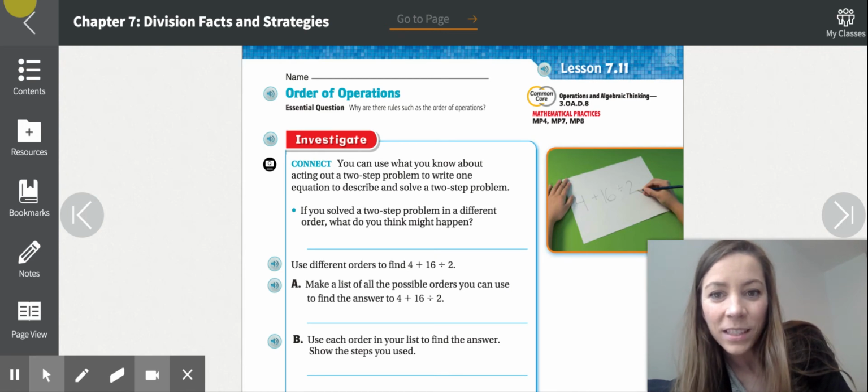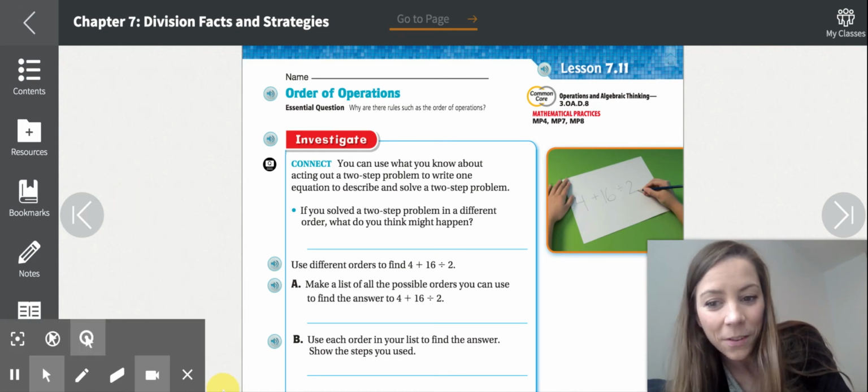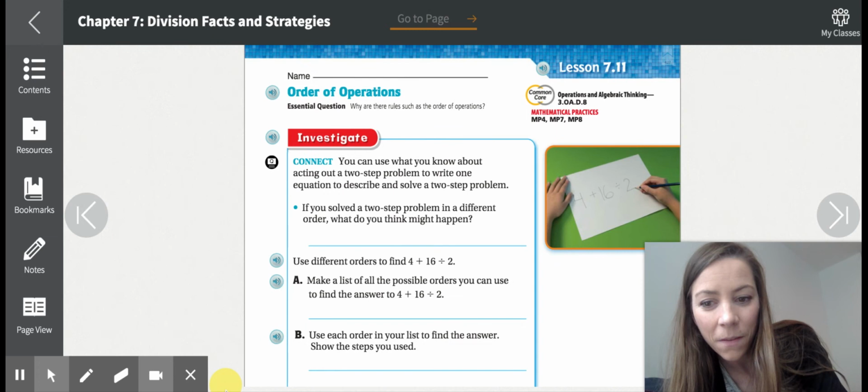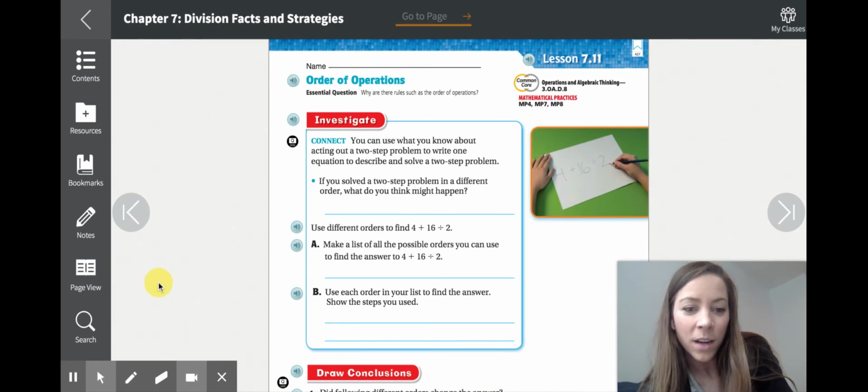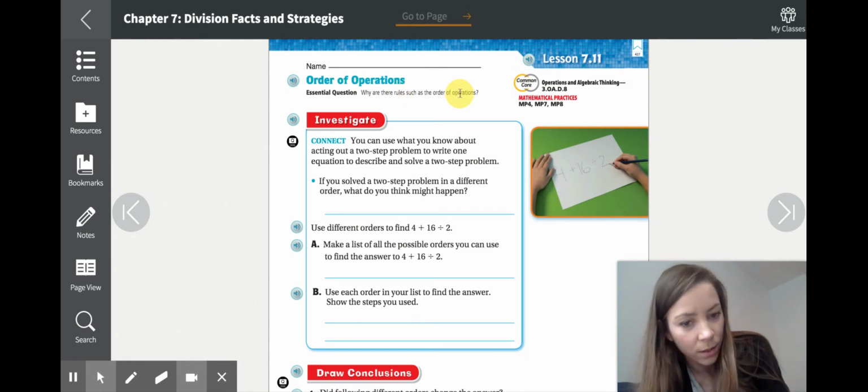Today I'm going to do lesson 7.11, and I'm excited for 7.11 because it's finally a new skill. So it's something fun and new that you haven't learned before. All right, so this lesson is called Order of Operations, and the essential question says, why are there rules such as the order of operations?